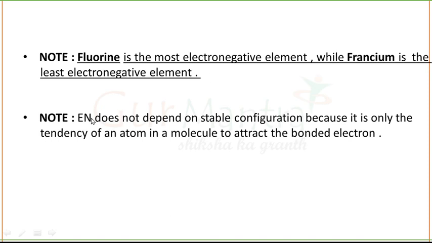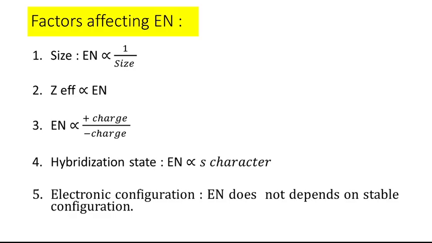Second note is electronegativity does not depend on the stable configuration. Electronegativity does not depend upon the stable configuration because this is the tendency of an atom in a particular molecule to attract the bonded electron, and electronegativity is only seen in covalent compounds.